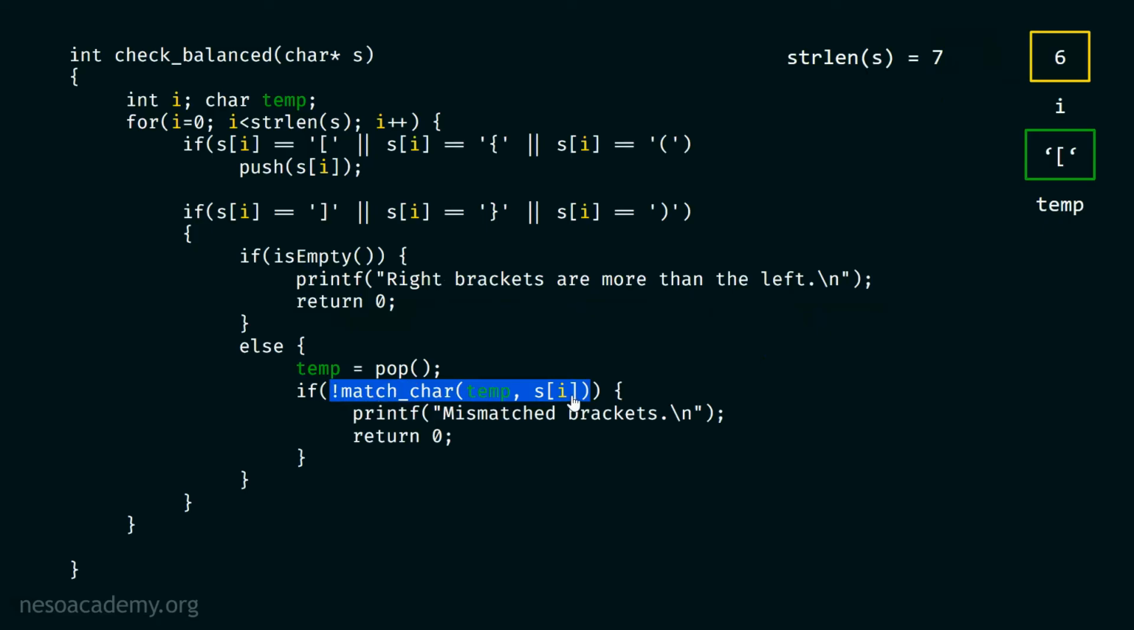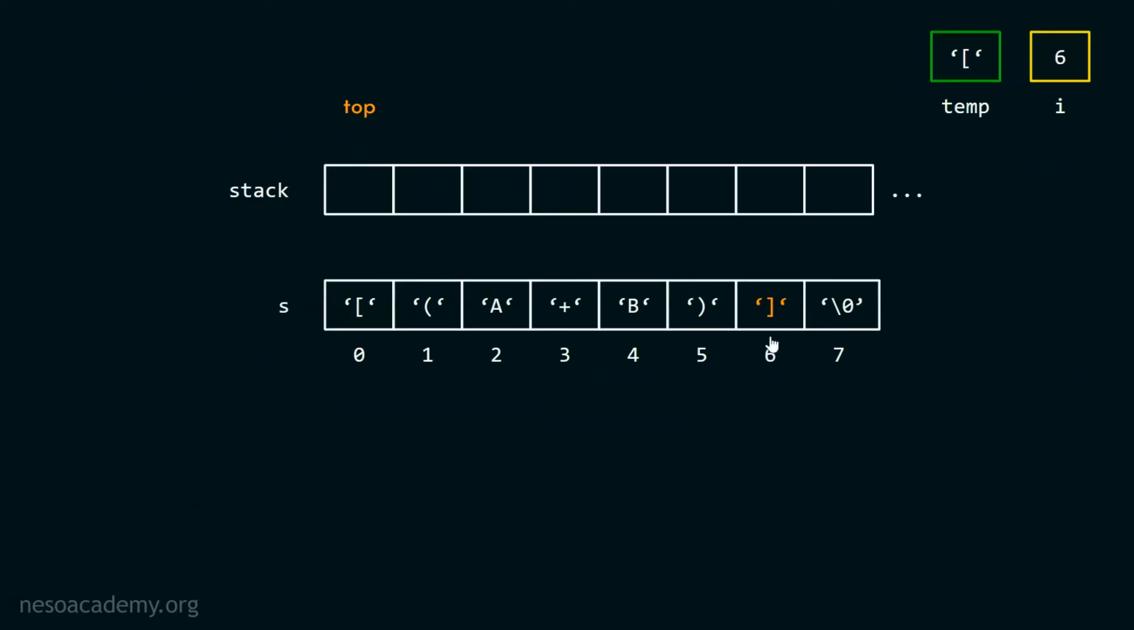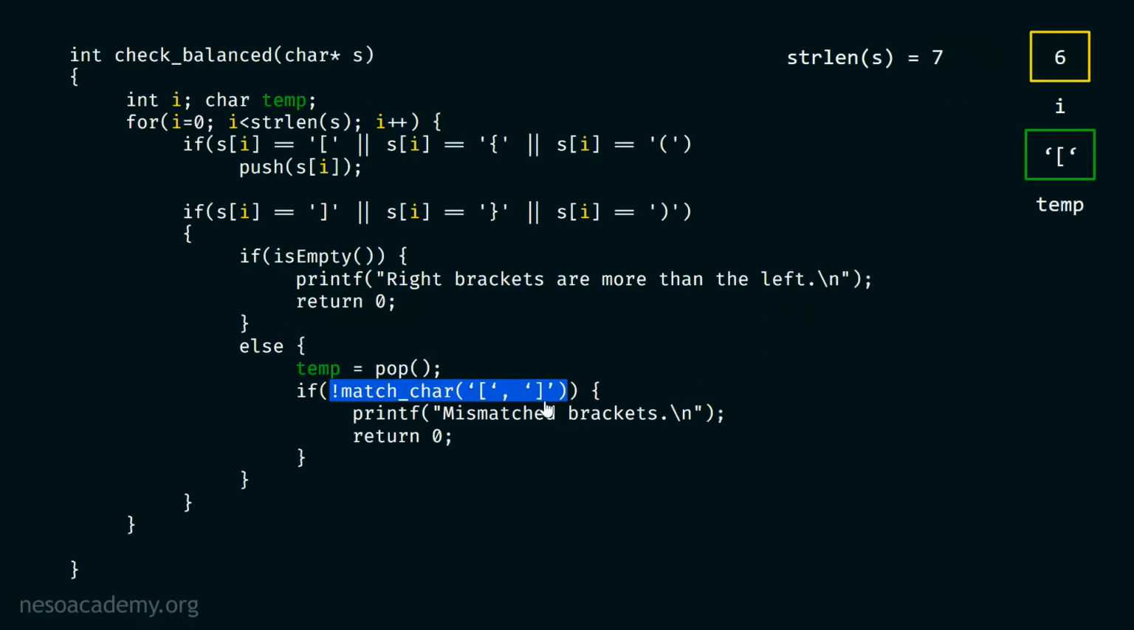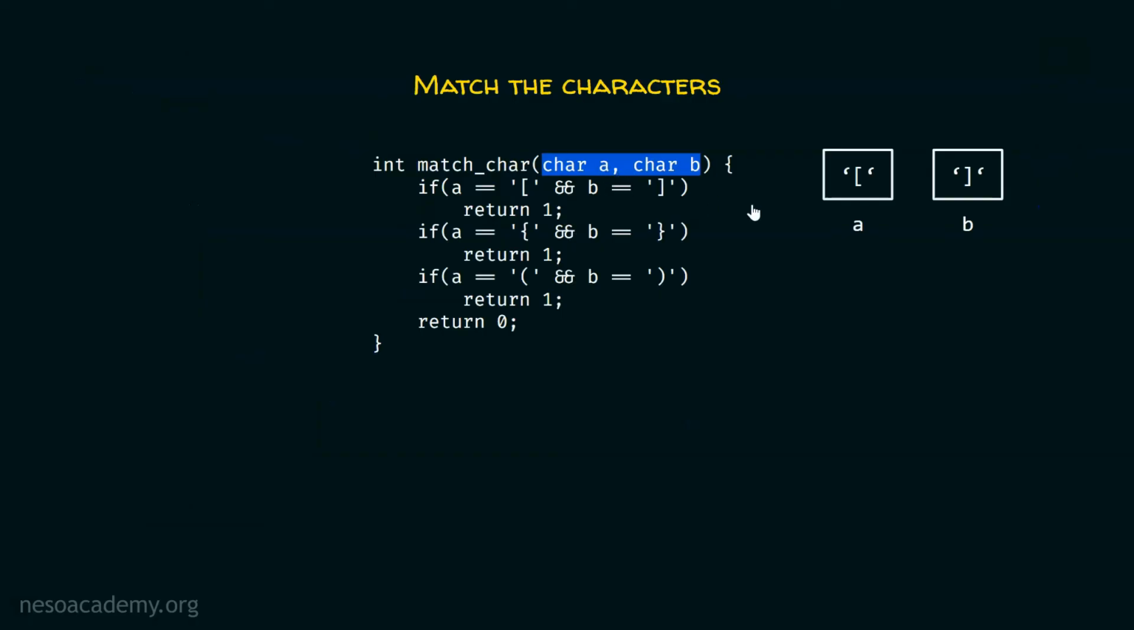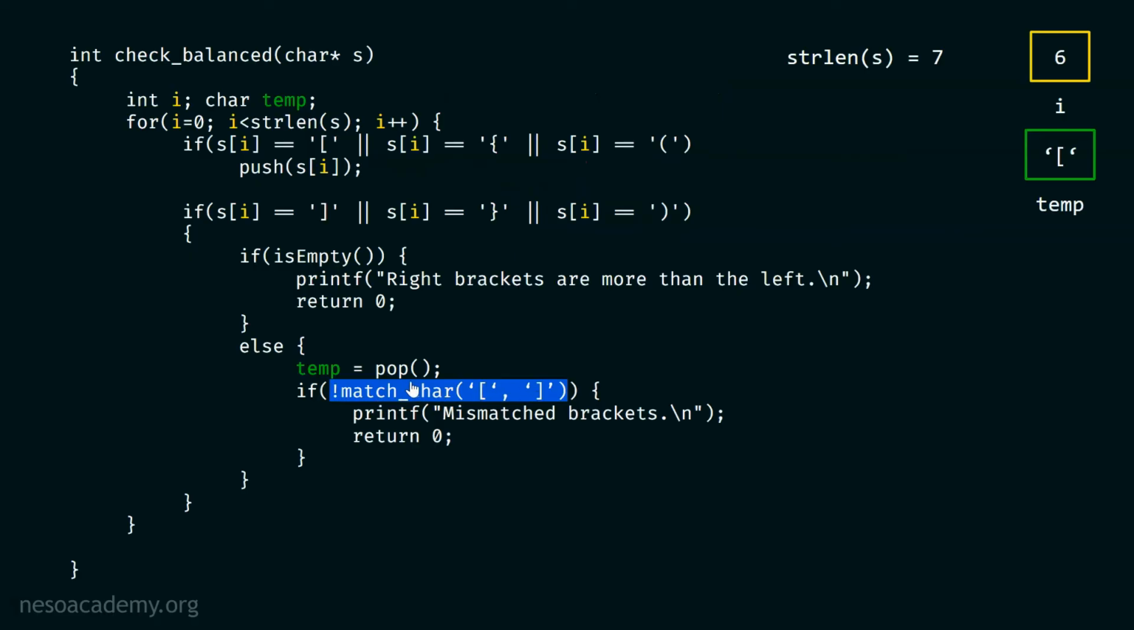Of course, we must continue and check this. Is temp matching with si? Right now si is actually a right square bracket. We know that there is a match because temp is holding left square bracket. Correct? Here of course temp can be replaced by left square bracket and si can be replaced by right square bracket. Because S6 is right square bracket, we must replace this by right square bracket. We know that there is a match, therefore this condition is not satisfied. You can clearly see that these two character variables will receive these two characters, that is these two brackets, and of course there is a match. We must return 1 from here, which means that the condition is not satisfied.